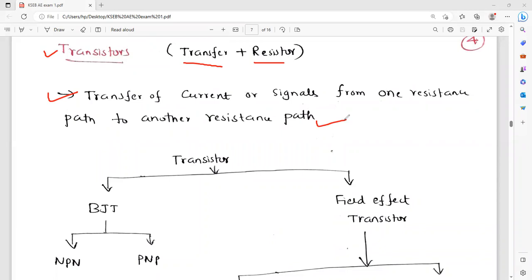Usually transistors are used for amplifiers and you can go for different types of biasing. Fine. So you can transfer the signal from one point to another point.